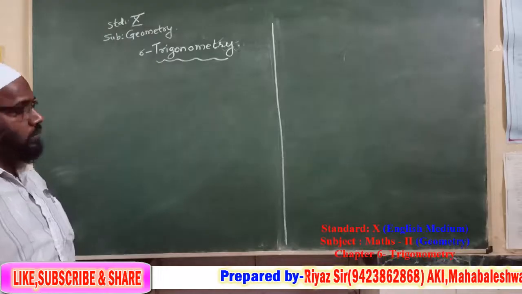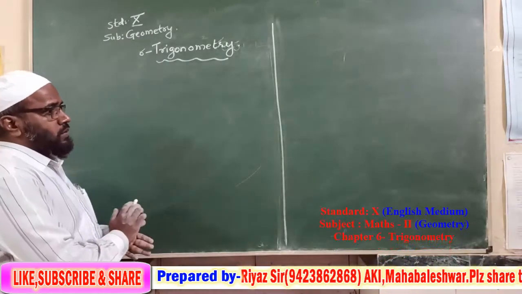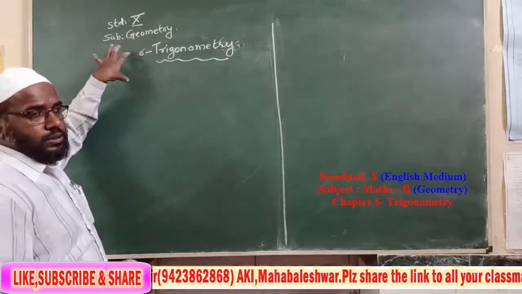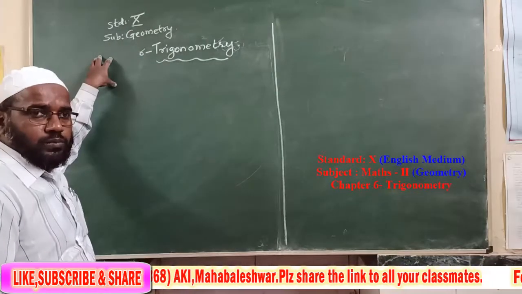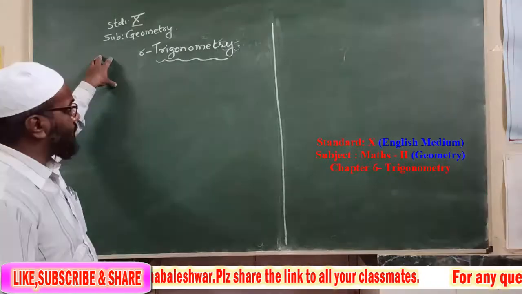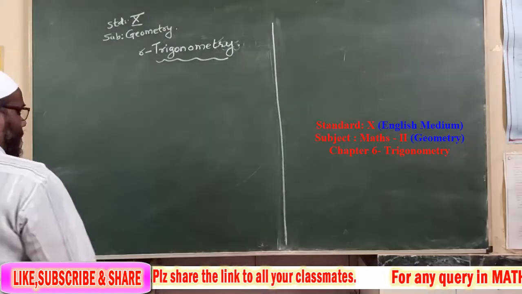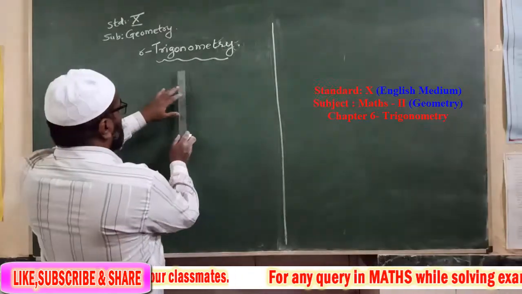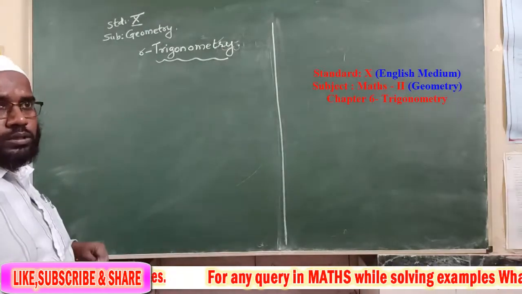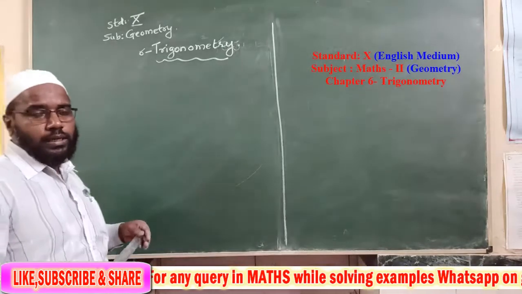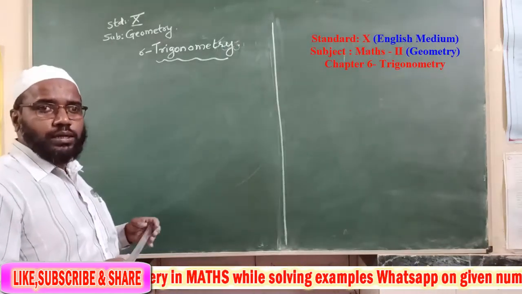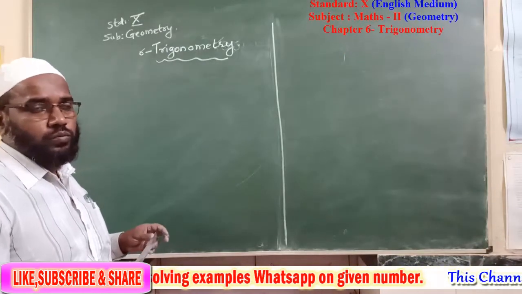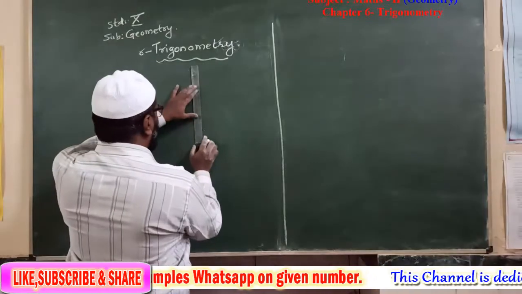Okay, so first we revise the part which we studied in 9th standard. This is the second part of trigonometry. The first part we finished in 9th standard. So let us revise what we studied. In 9th standard we have studied the three trigonometric ratios, that is sine ratio, cosine ratio and tan ratio, that is sine, cos and tan. Let us revise those ratios.